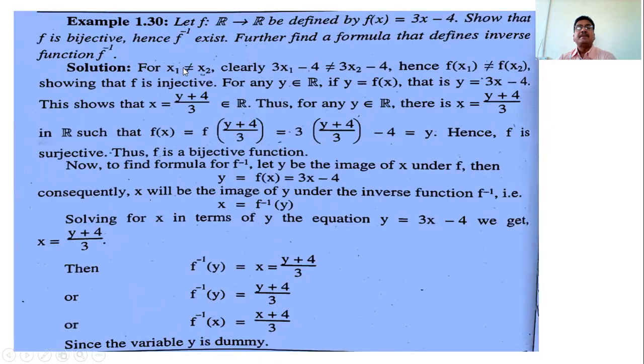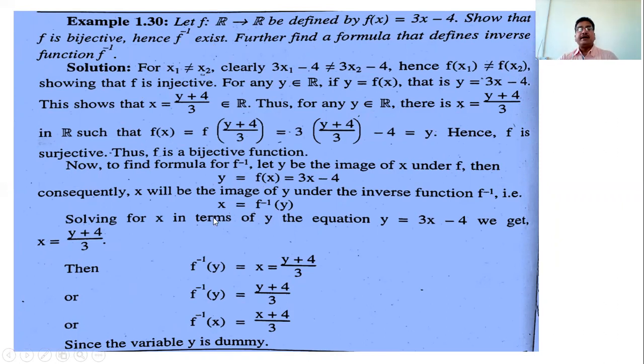So here is the function in problem 1.30. This f is a bijective function. Already we solved this example that f is bijective. Hence find f inverse, if it exists. So f inverse exists because the function is bijective.